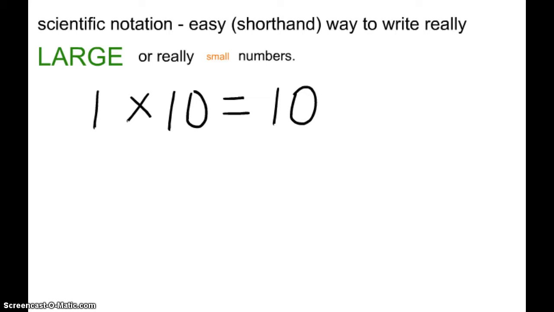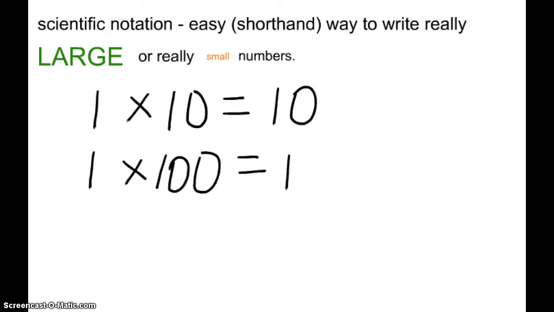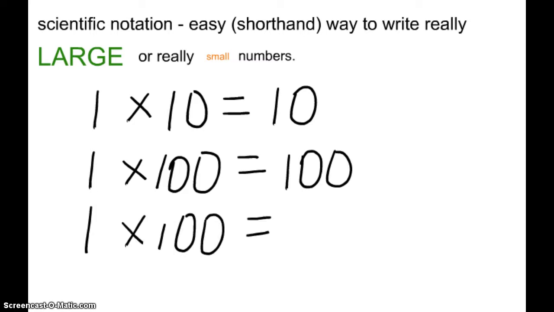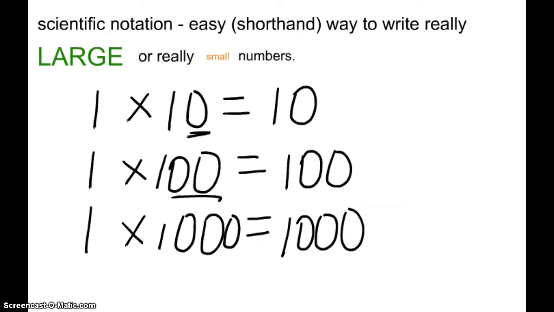1 times 10 is 10. 1 times 100 is 100. 1 times 1,000 is 1,000. What do you notice that's happening? Each time we are multiplying by a multiple of 10, we are increasing our place value. So that's multiplying by powers of 10.